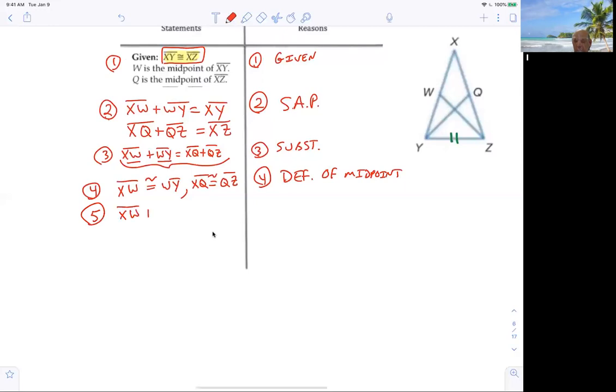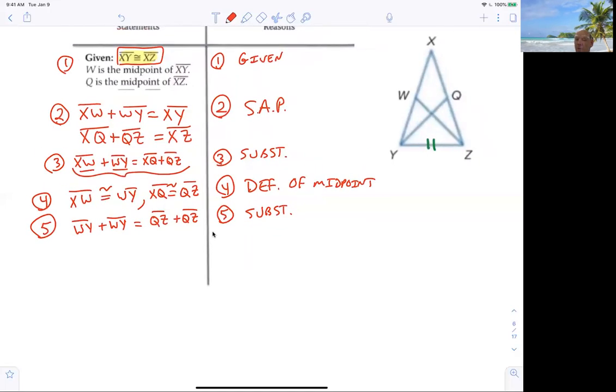So now, step number 5. XW plus XW. I don't want to do that. Sorry. I want to say WY plus WY is equal to QZ plus QZ. Why is that? That's a substitution. All right, now look what I did. I knew, based on our observation, what we said earlier, I needed to know these two things were congruent. Does everybody agree with that?